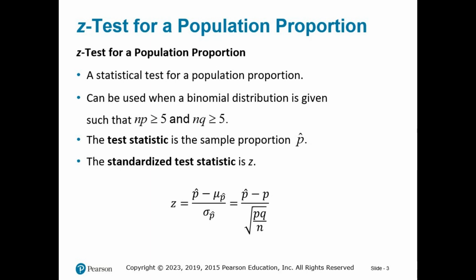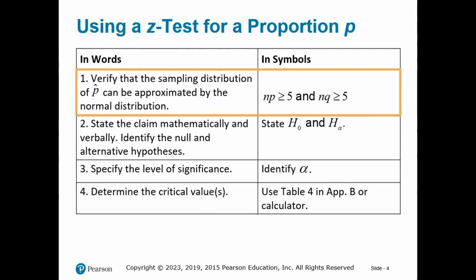Let's go through in words and symbols how to use a z-test for a proportion P. First of all, we need to make sure that the sampling distribution can be approximated by the normal distribution. We do that by testing those products, NP and NQ, and make sure they're both greater than or equal to 5. If those check out, we can proceed. Next, we need to state the claim and identify our hypotheses. Remember, our null hypothesis will have some sort of equality symbol, and our alternative hypothesis will have an inequality symbol. And either one can be the claim. Then you create the complement for the other hypothesis.